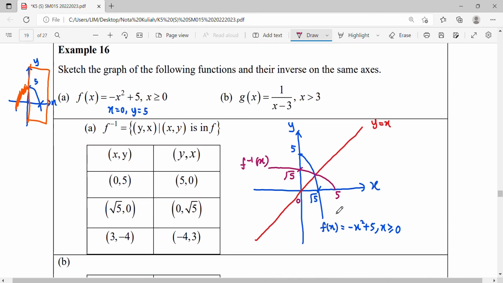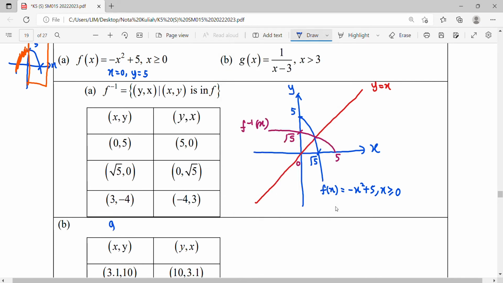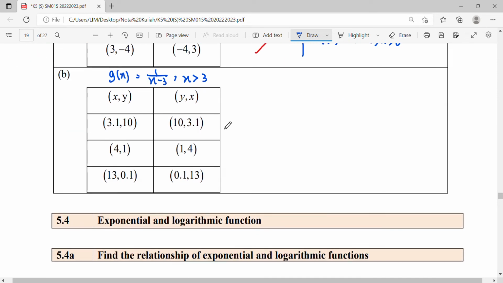Then we go to the second graph. Our function here is g(x) equals to 1 over x minus 3, where x is greater than 3. So this is a rational graph. For a rational graph, we find out the domain, where the denominator cannot be 0. So x minus 3 cannot be 0, x cannot be equal to 3. So the value of 3 will be our asymptote.